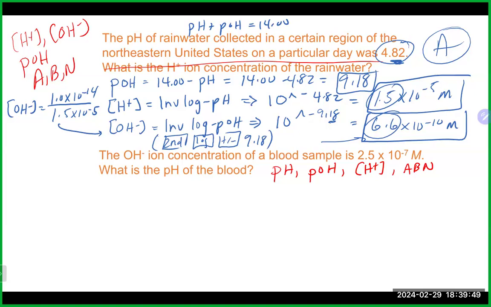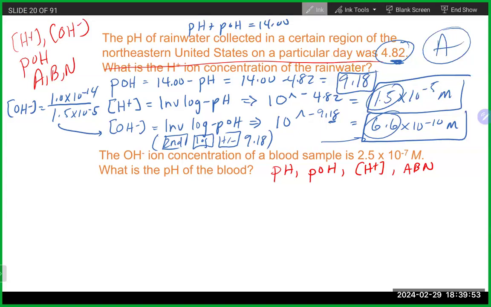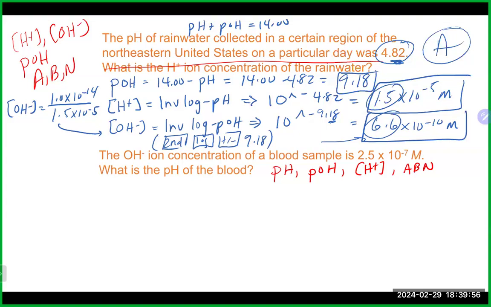All right, looking at the bottom one, we have the hydroxide concentration, which means, again, we have a few options as to where we could start since we're calculating everything. We could use KW again if you like to get the H plus concentration.